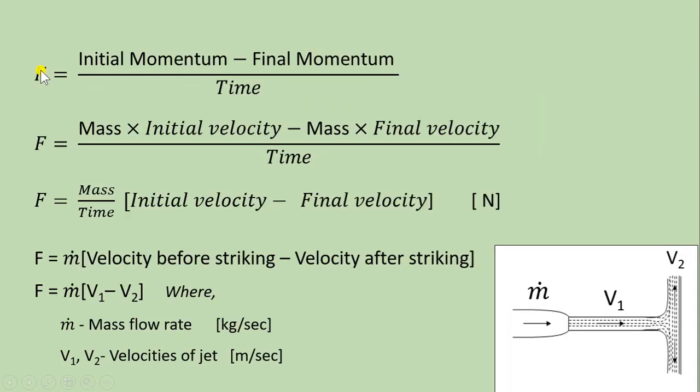Mathematically we can write force is equal to change in momentum, that is final momentum minus initial momentum, divided by time. What is momentum? Product of mass and velocity. So initial product and final product. Mass upon time we take common outside of the bracket. Mass upon time is nothing but the mass flow rate. Initial velocity is the velocity before striking the blade, and final velocity is the velocity after striking. So finally the formula comes: force is equal to m dot into v1 minus v2.